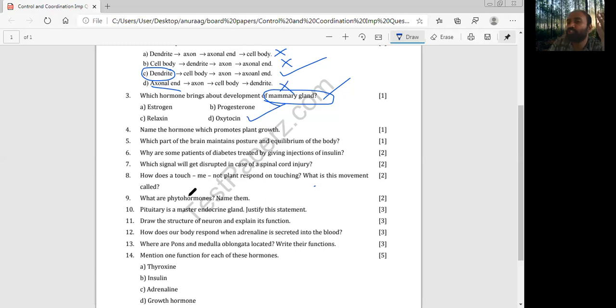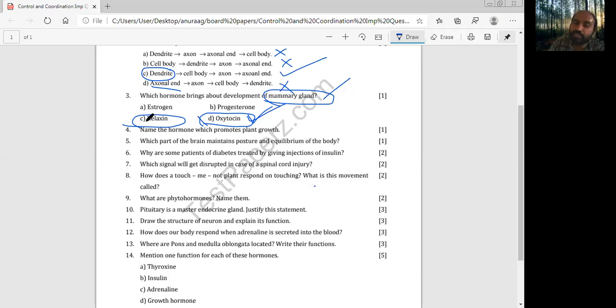As I told you, oxytocin is also called birth hormone. Why is it called birth hormone? Because first, it is involved in the development of the mammary gland. Second, it actually contracts the uterus wall for childbirth. So oxytocin is also called the birth hormone. Now relaxin might be a new hormone for you. Answer is oxytocin. Okay. Now relaxin is also involved in the birth of the baby.